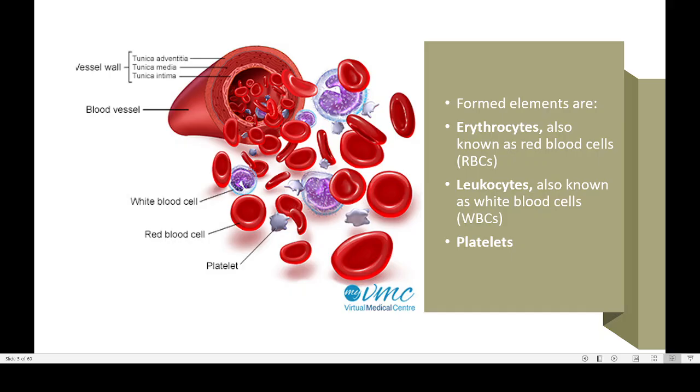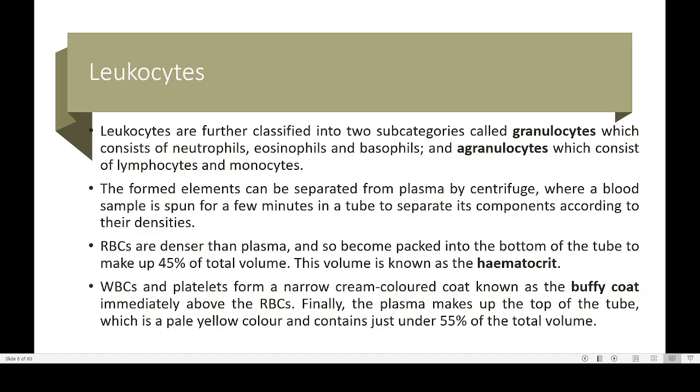WBC is also known as the leukocyte. Leuko means white cells. Then we have platelets. These kinds of small particles are known by the name platelets. They do not have a proper cellular organization. Now we will go deeper into the features of WBC and also RBC and platelets.